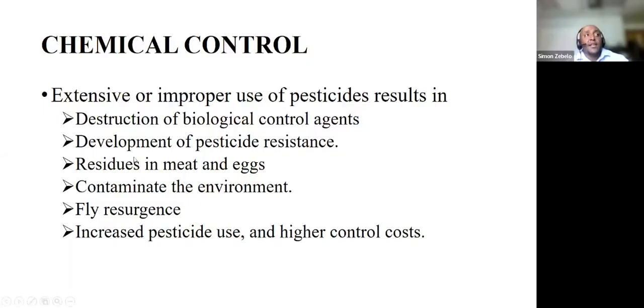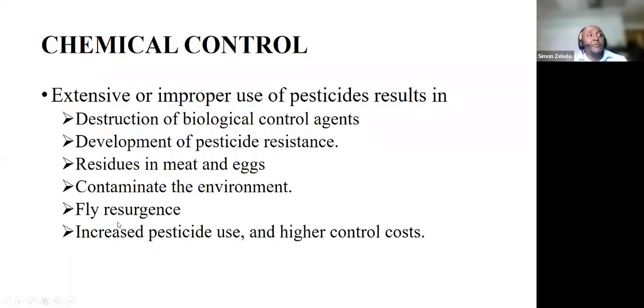And also there is the issue of residue in meat and egg products, which leads to legal litigation. It can also contaminate the environment. Improper use of pesticide will get washed somehow and reach the aquatic environment and might kill other organisms.